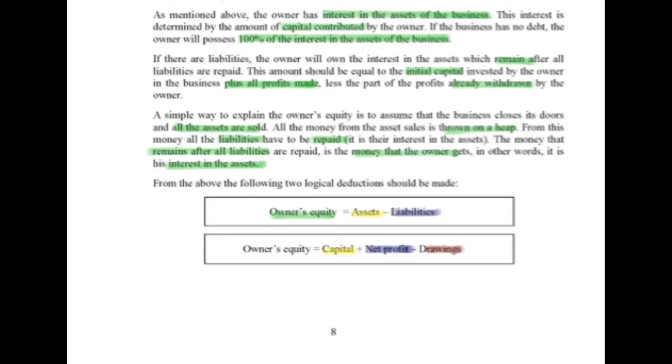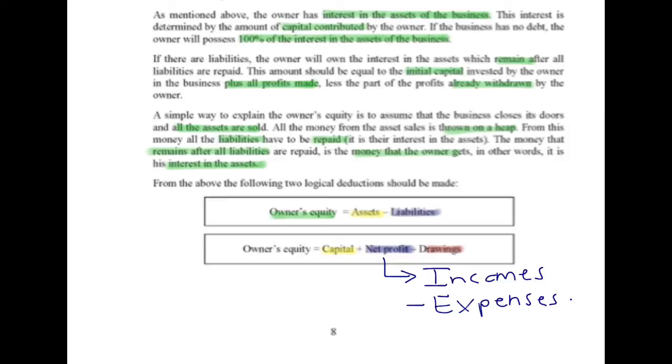Maybe something just to clarify quickly. How do I get my net profit? Remember, that's all of your incomes minus all of your expenses in one year. So in other words, all my incomes for a year minus all my expenses for that year, that results in net profit.